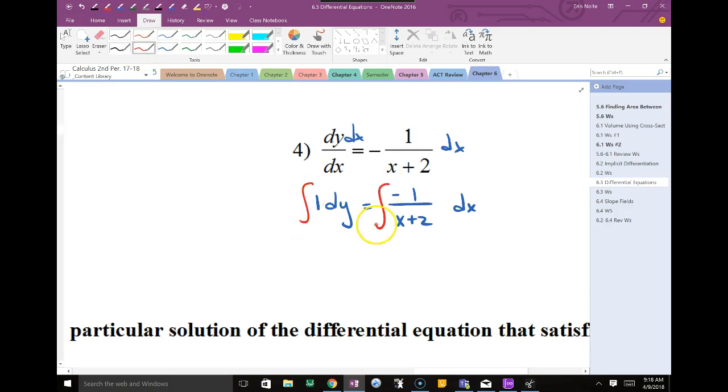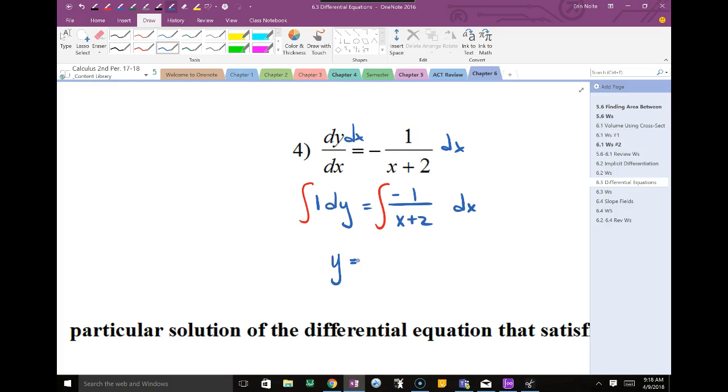Integrate. That rule is only for deriving, so it's not that rule. Okay, what's the integral of 1 dy? Y. Okay. What is the integral of negative 1 over x plus 2? What happens when you have a quantity down there?